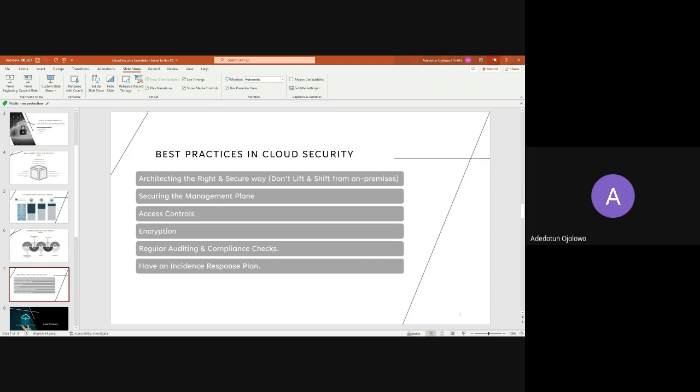That's why you see a lot of organizations regularly update their incident response plan, some daily, some every year. So these are just some of the best practices in cloud security. There are things that people will always ensure that you have in place to ensure a secure environment.